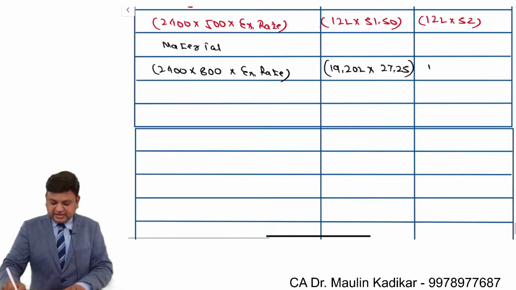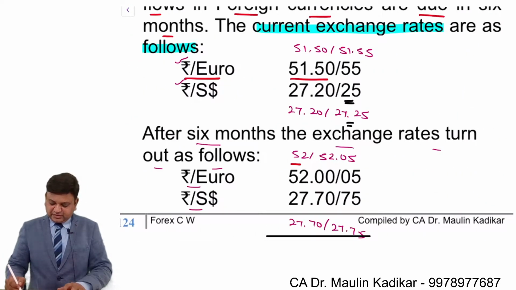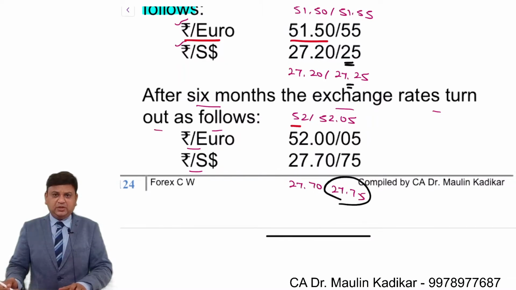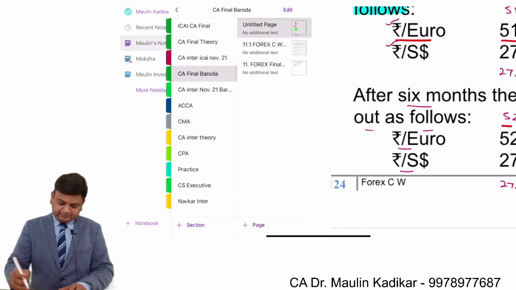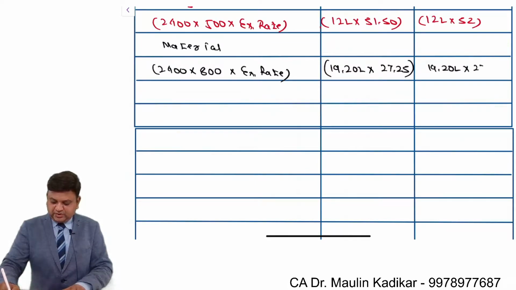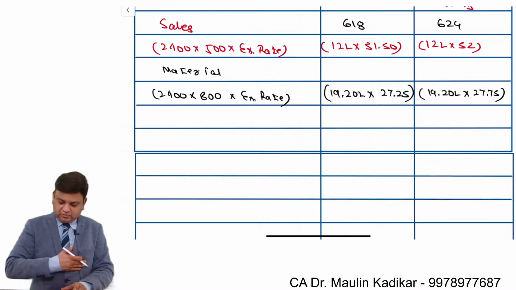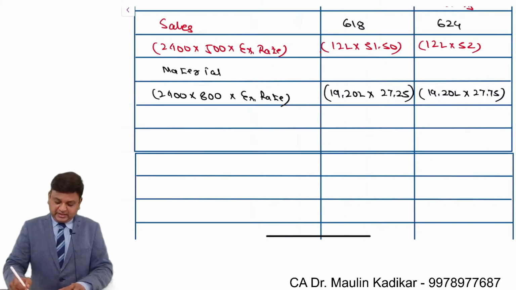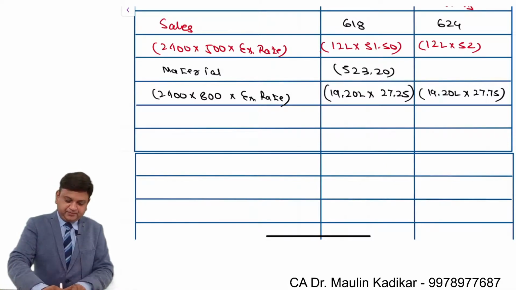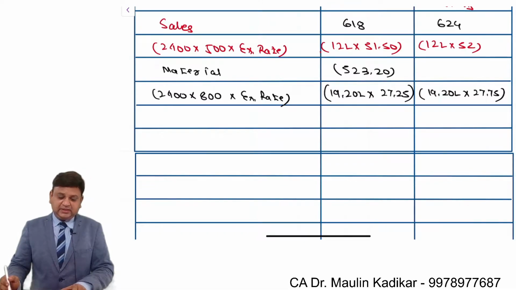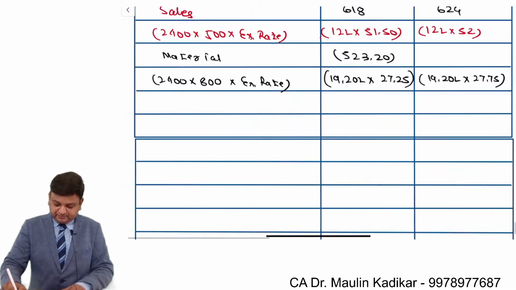Afterwards it will be once again 19.2 lakhs into sell of rupees and purchase of Singapore dollar, 27.75. So 19.2 lakh into 27.25, that comes to 523.2 lakhs. Next, again 19.2 into 27.75, that is 532.8 lakhs.